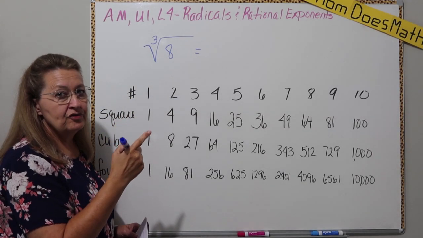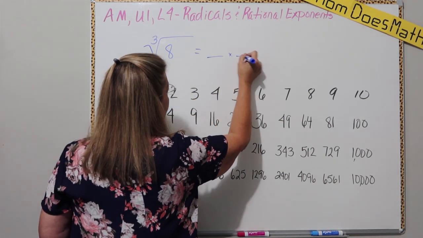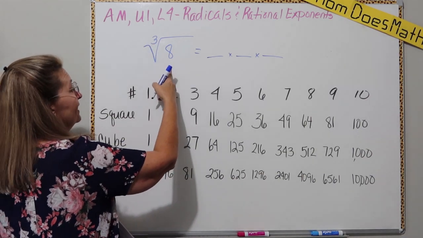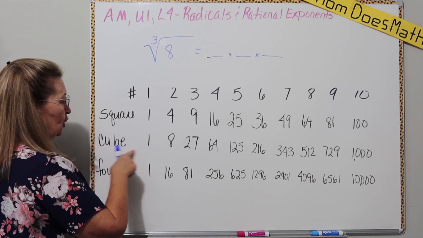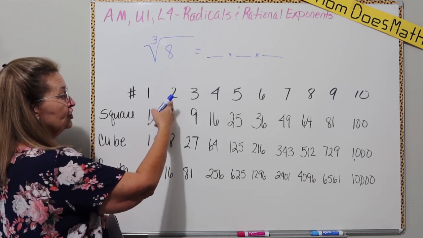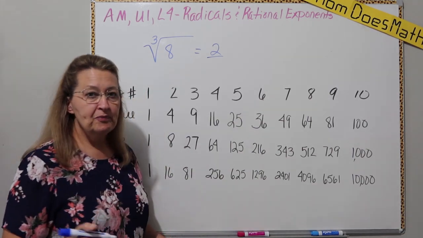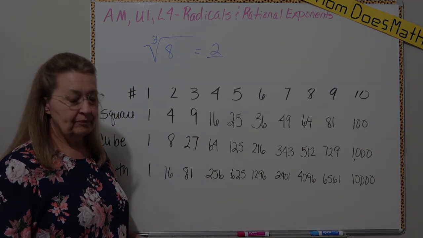This asks you a question. It says, what number did you multiply times itself 3 times to get 8? Well, what number would you multiply? In fact, you can look on your chart. A cube, 8, the root is 2. So the cube root of 8 would be 2. So remember, an exponent tells you to do something. A radical asks you a question.